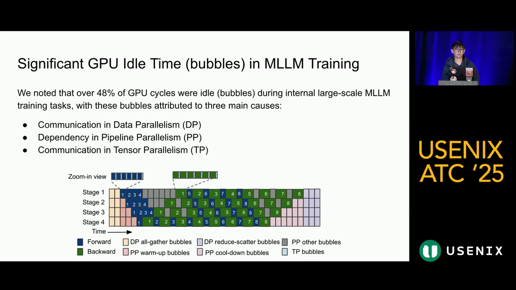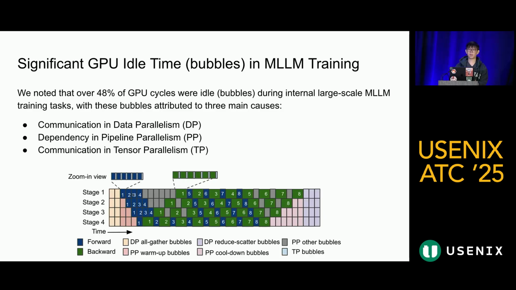Our key observation is that there is significant GPU idle time in multimodal large language model training. In our internal large-scale training task, we observed that over 48% of GPU cycles were idle. This bubble is attributed to three main causes, all related to 3D parallelism. For example, because of data parallelism, before the training step you need to do some data parallel all-gather communication, and at the end of the training step you need to do reduce-scatter communication. Because of this communication, the GPUs cannot do any work. They need to wait for the communication to finish before doing the next iteration.